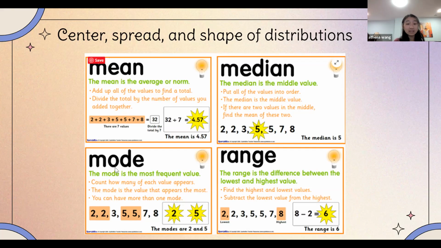Okay, and then mode is just the most frequent value. We count how many times each value appears in the sequence, and you can also have more than one mode. So in this case, the modes would be 2 and 5. And then the range is just the highest value minus the lowest value.